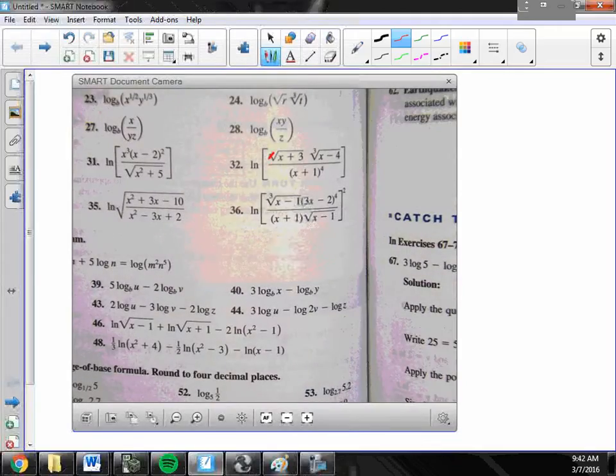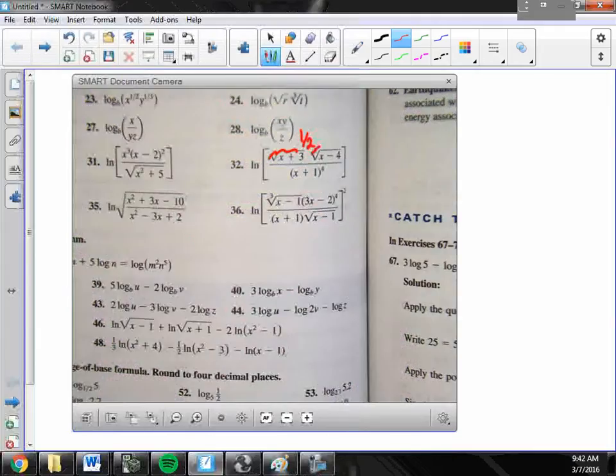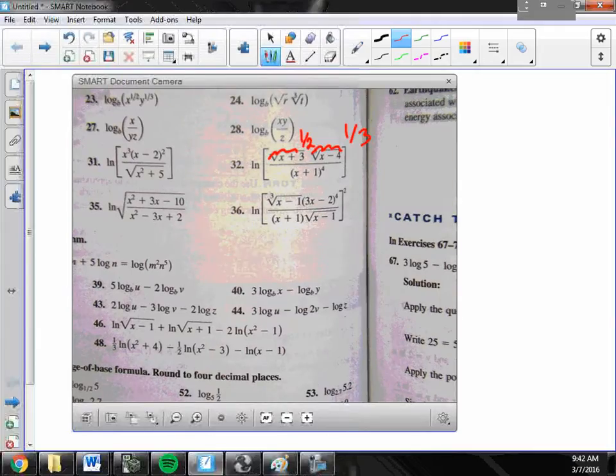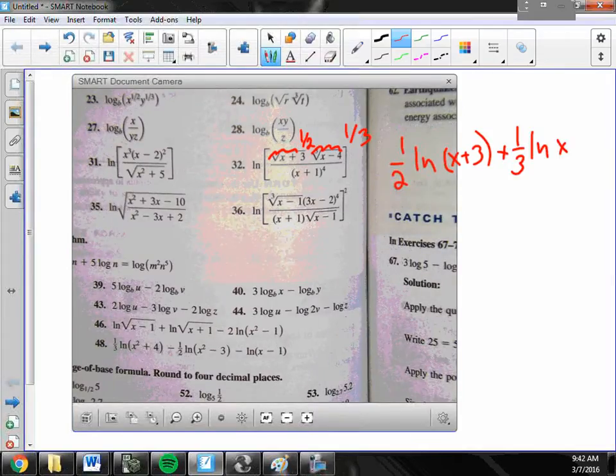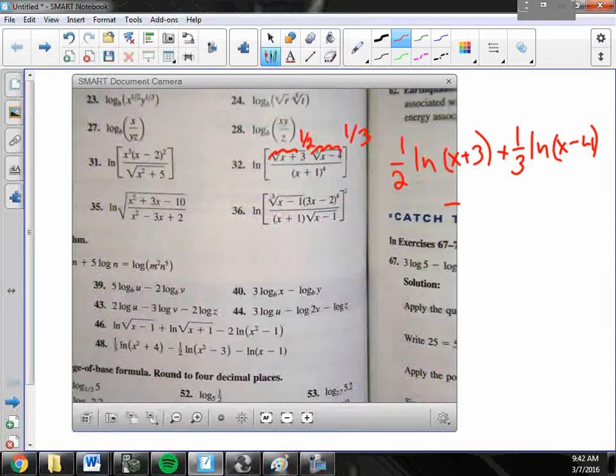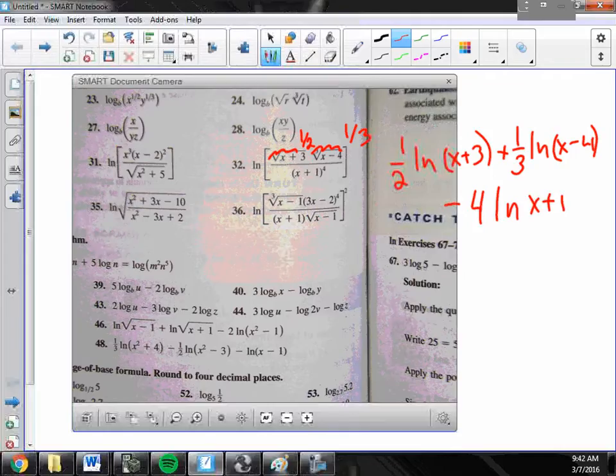So I'm going to change this to 1/2 power, change this to 1/3 power. So 1/2 ln of x plus 3 plus 1/3 ln of x minus 4 minus 4 ln of x plus 1. Okay, does anybody not get that? Okay.